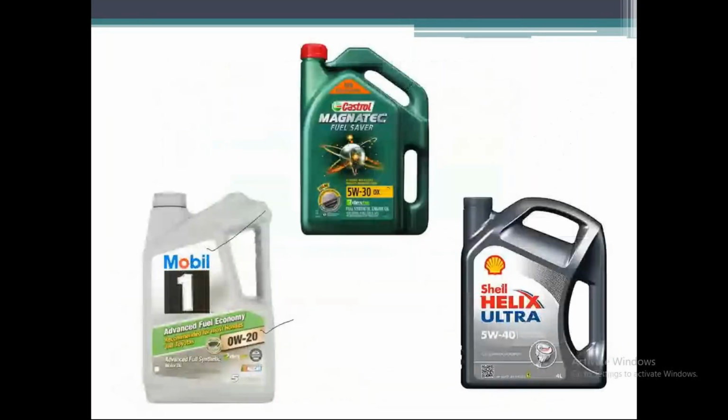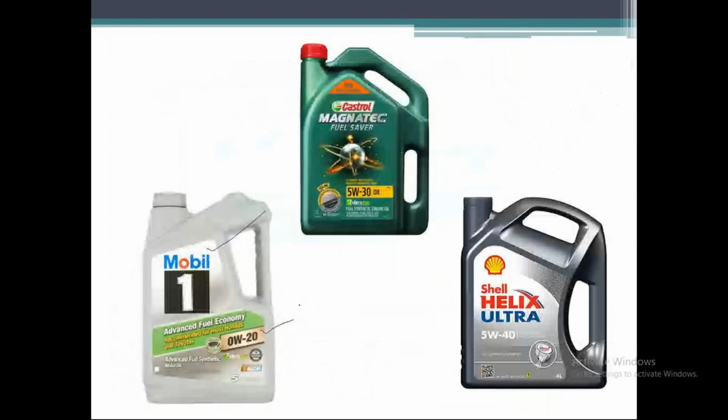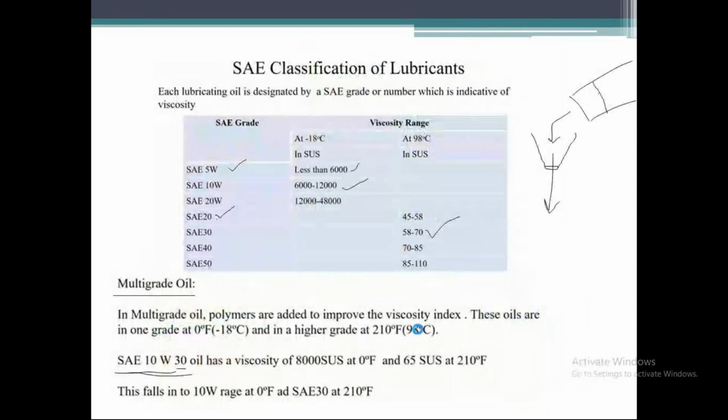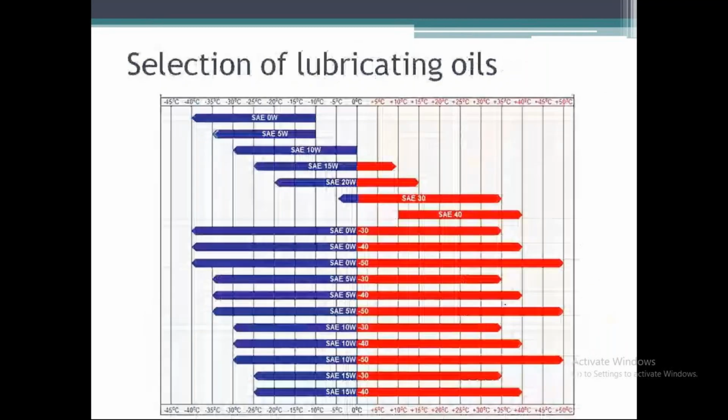Normally we will find values on the left side as well as the right side of this W. Suppose a certain application doesn't go to that lower temperature, then you need to check only the right side. For example, this 0W20 may be used for a certain application where they know that during application the temperature may not fall within the given regime. All right, so selection of lubricating oils, we have seen this again. This is the classification with respect to temperature.